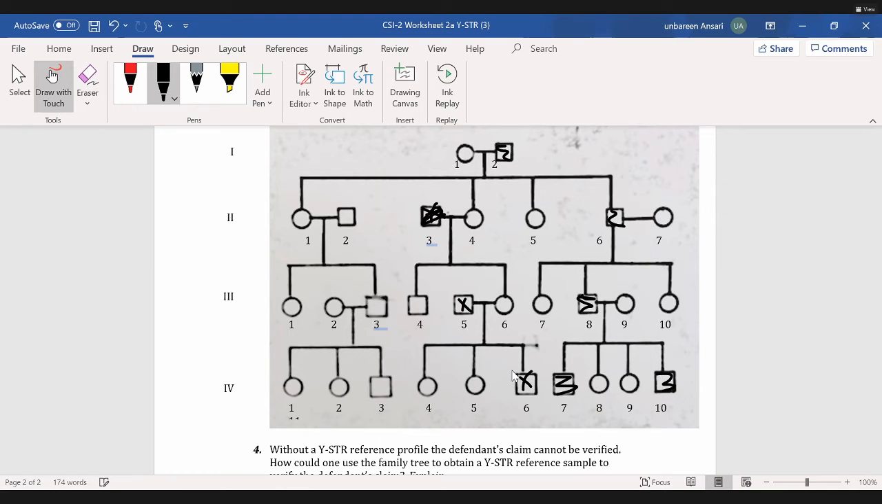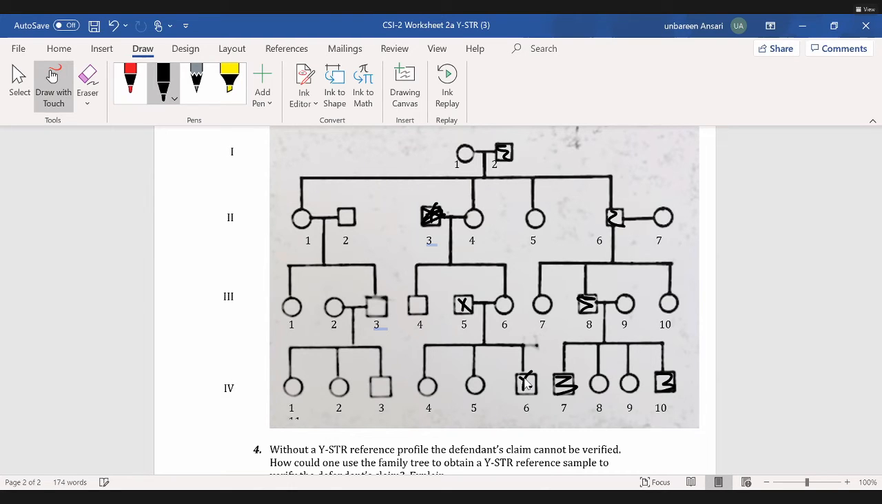Sometimes a victim might say that this person raped me, but they don't have any DNA. So where do you get the DNA? You can go straight to the dad and get the Y-STR pattern analysis because they share the same Y chromosome. And then you can look for other pieces of evidence that will connect this 4-6 to the crime scene, right?